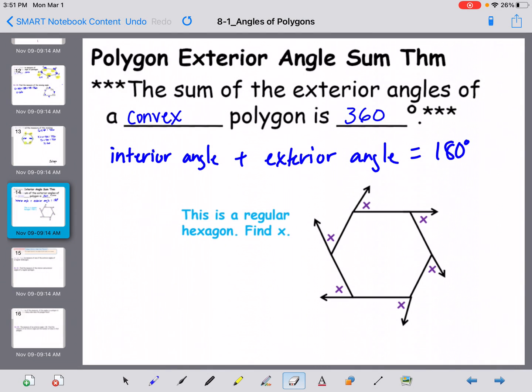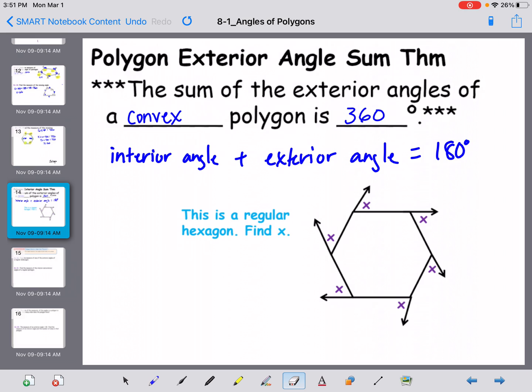All right, so our last little bit of 8.1 on our Polygon basics, we're going to talk about the Polygon exterior angle sum theorem. So the sum of the exterior angles of a convex polygon is 360 degrees. That is for every convex polygon, regardless of how many sides it has. The total sum is 360 degrees.